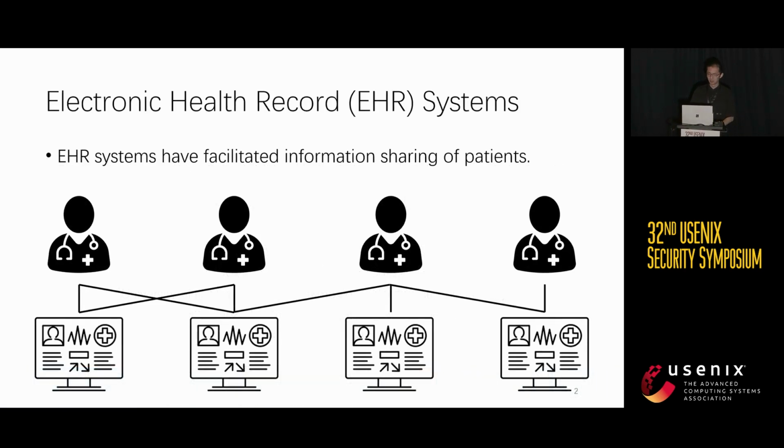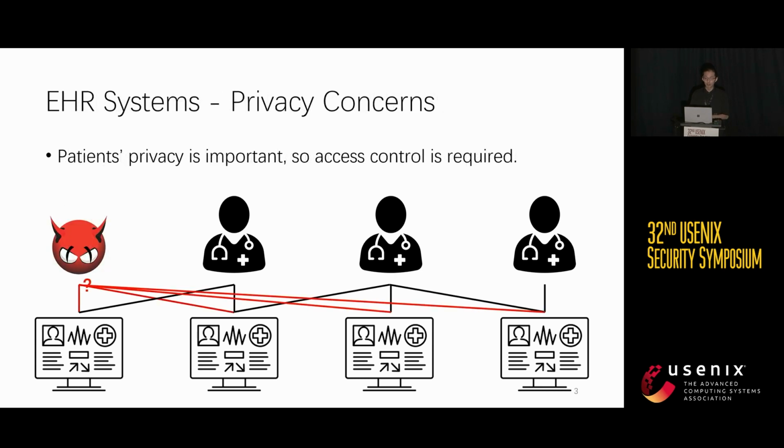So in this work, we will focus on EHR systems, and these systems electronically record the patient's information. This can greatly help with information sharing and improve the performance of hospital systems. However, such information sharing will also lead to privacy concerns. For example, if there is an adversarial user, then he may steal the information of all the patients, and that is a privacy leak.